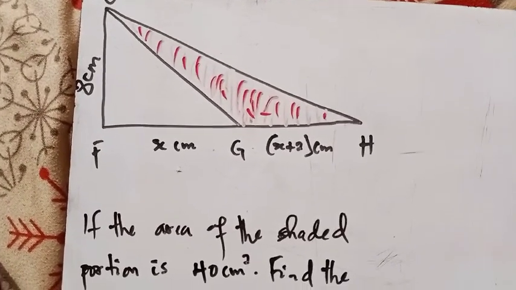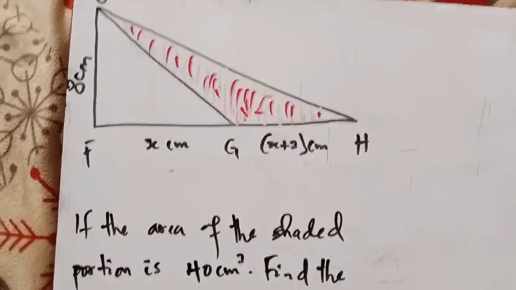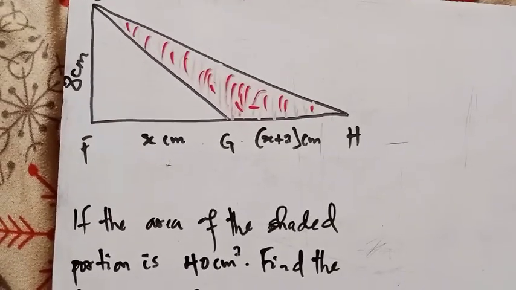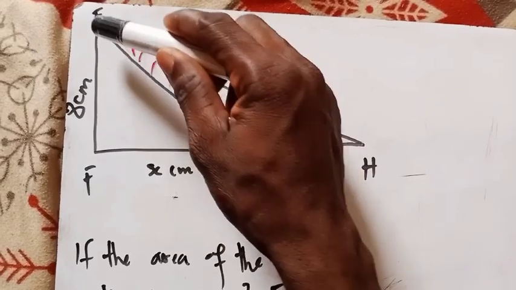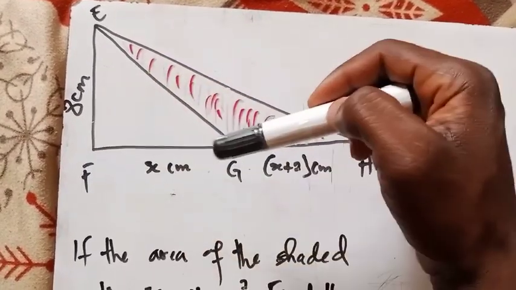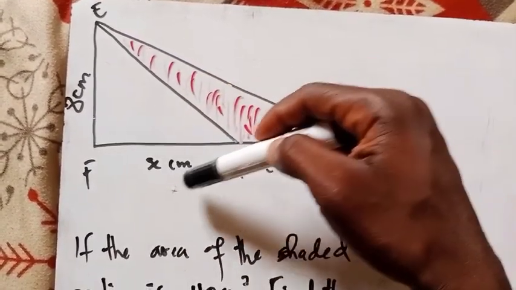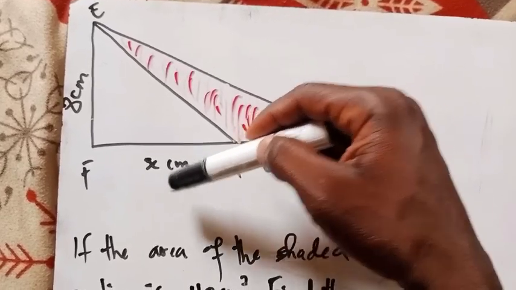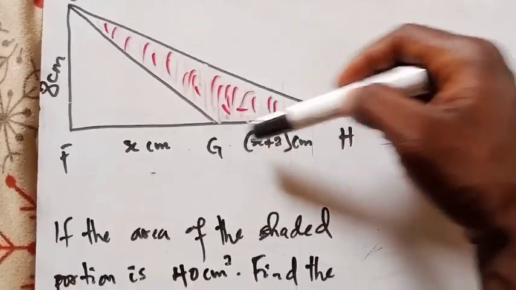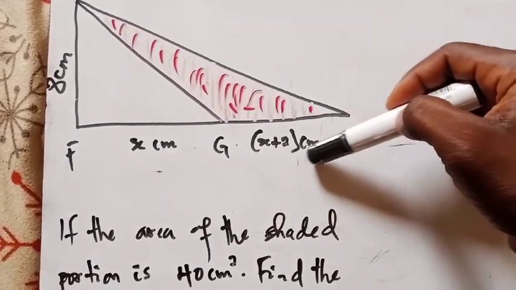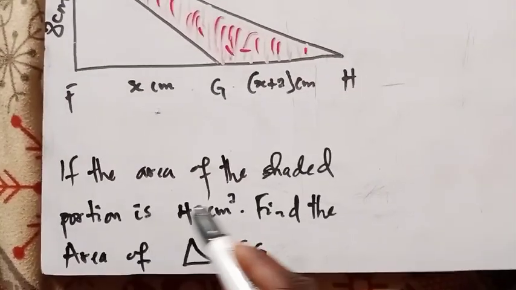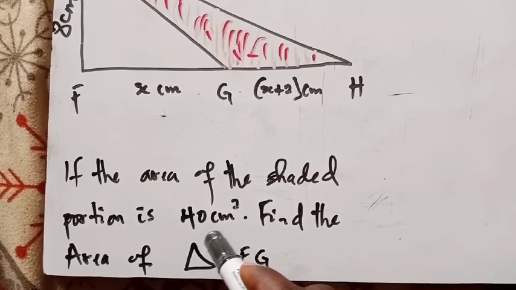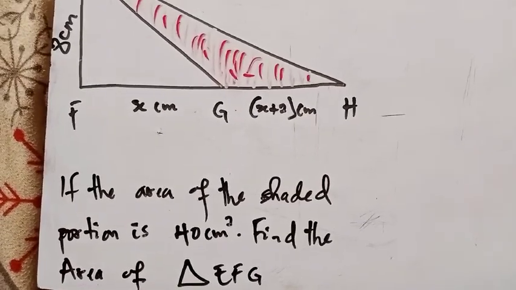But what information do we have? That is always your key point. Now this is a quick one here. You must always start with the information being given. So we know that E to F here is 8 centimeters. From F to G here, this portion is X centimeters, which we don't know the exact figure. Then from G to H here, that is X plus 2 centimeters, right? So this is the information that we are given. Now the area of the shaded portion is 40 square centimeters, that is what we have, right?